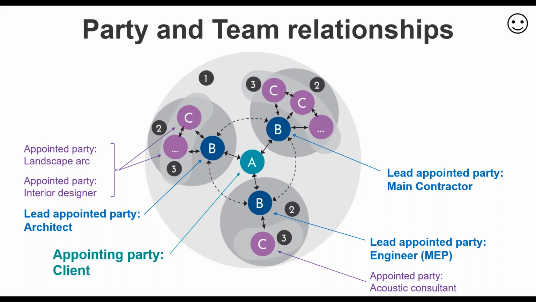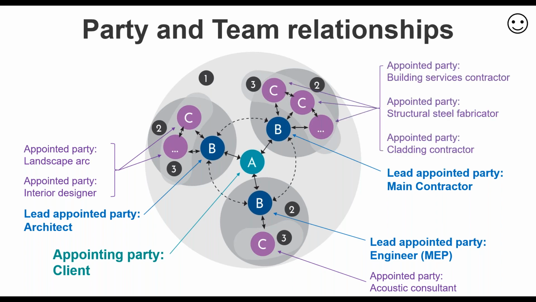And then again, whether it's a design and build or traditional, it doesn't matter. At some point, a contractor will be appointed directly by the client. So again, another lead appointed party, and then that contractor will have a supply chain that they'll start appointing. So just click on, Craig. There we go. So that's just an example of some of the supply chain appointments from the main contractor. So that hopefully clarifies the concept of that arrangement and the different parties and team relationships. Okay, that's fine. Move on.